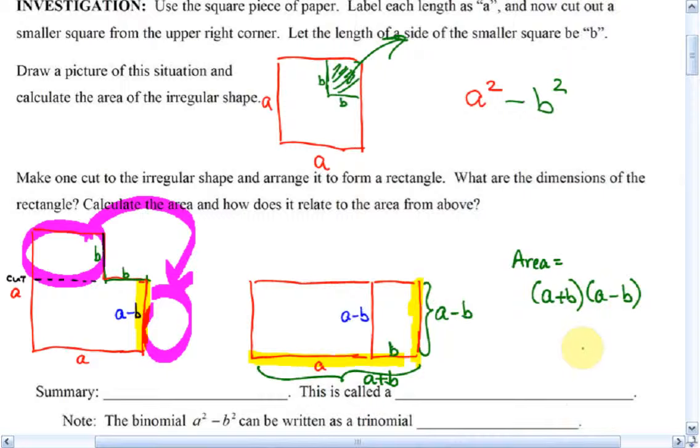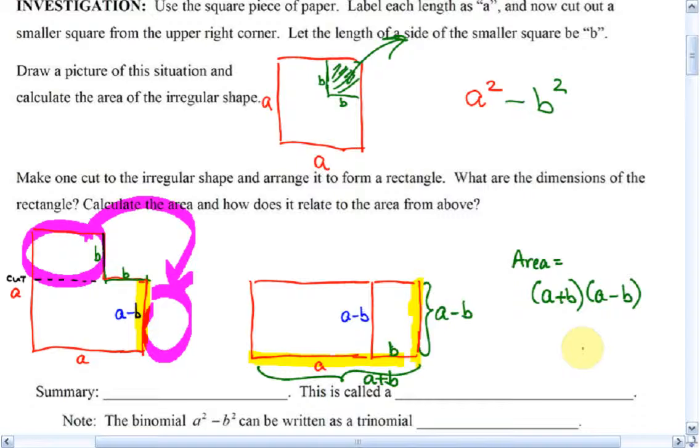Now, ladies and gentlemen, we started out with this, and then I took this part and I stuck it over here. Can you see how these two shapes are really the same as this shape up here without the B squared removed? Same? Yes or no? The areas are the same? Did I add anything to this? No, same, right?